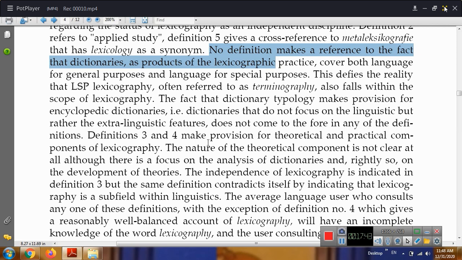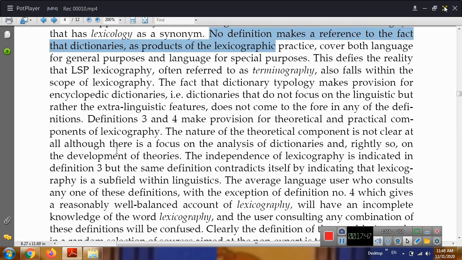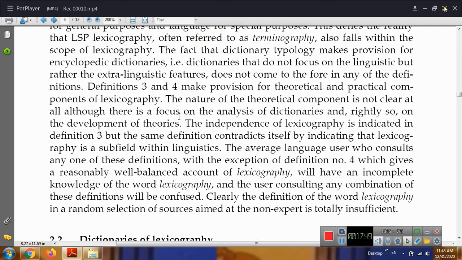Definitions 3 and 4 make provision for the theoretical and practical components of lexicography. The nature of the theoretical component is not clear at all. Also there is a focus on the analysis of dictionaries, and rightly so, on the development of the series. The independence of lexicography is indicated in definition 3, but the same definition contradicts itself by indicating that lexicography is a subfield within linguistics.